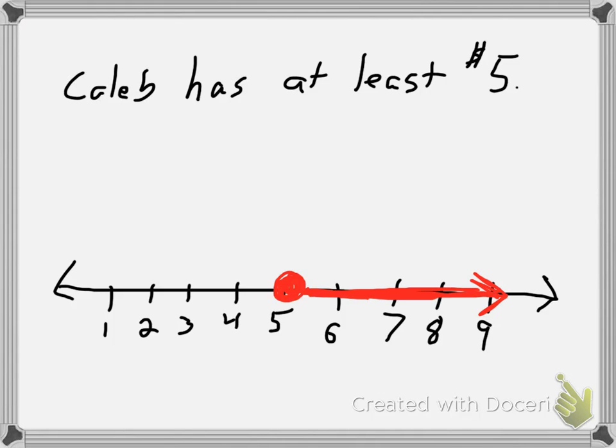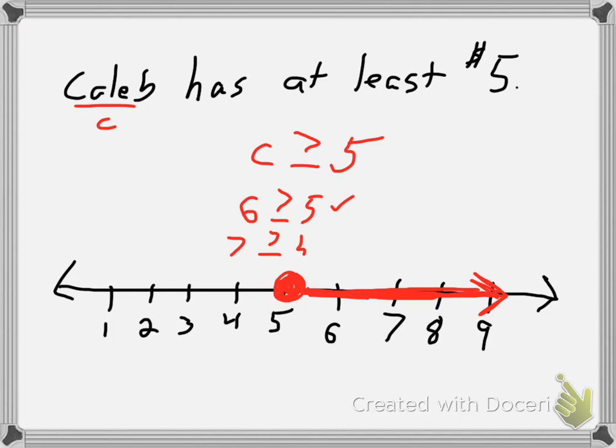If I was to write out this inequality, I'm going to say Caleb, which is C, has to be greater than or equal to 5, because he has to have at least $5, 5 or more. So I could plug in a 6. Is 6 greater than or equal to 5? Yep, that works. I could plug in a 7. Is 7 greater than or equal to 5? Yep, that works. I could plug in a 5. Is 5 greater than or equal to 5? Yep, that works. So I have a dot with a closed circle, meaning 5 works, and anything to the right of that works. So my arrow goes to the right.